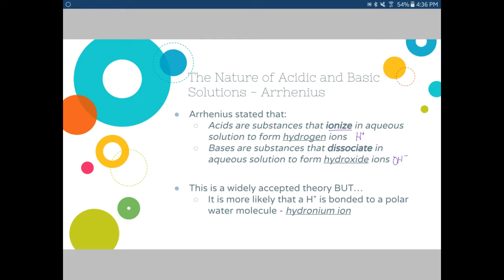This is a widely accepted theory, but we have a more likely theory that these H+ ions are so attractive to our water molecule that it's actually bonded to that water molecule to form this new ion called a hydronium ion. So we now consider acids to be H3O+. So we have this combination of a hydrogen ion and a water molecule to create the hydronium ion. So we now say that acids are substances that ionize in aqueous solution to form hydronium ions.